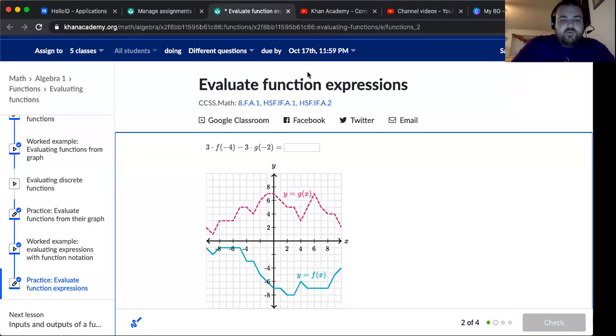All right, so in this video here, we're going to do 4 problems in Khan Academy on this skill here called evaluate function expressions. If you're still new to just figuring out what a function even is, or this function notation, if this right here makes no sense to you, then I highly suggest you first watch one of my other 2 videos, either evaluate functions or evaluate functions from graphs.